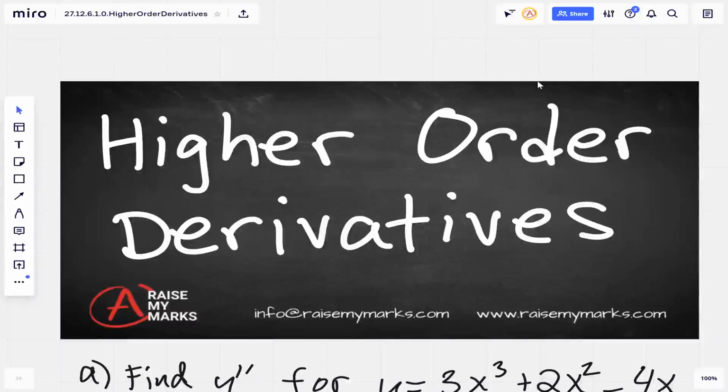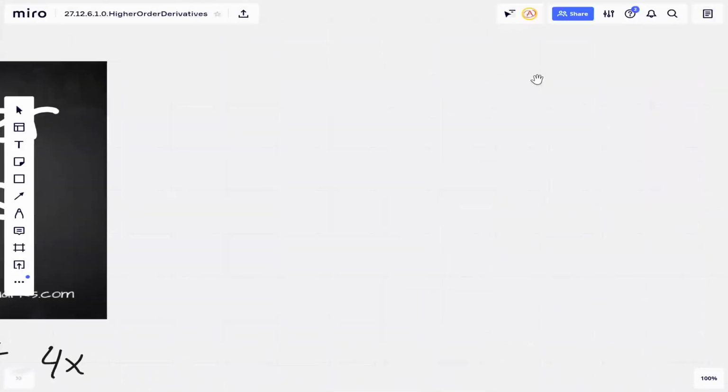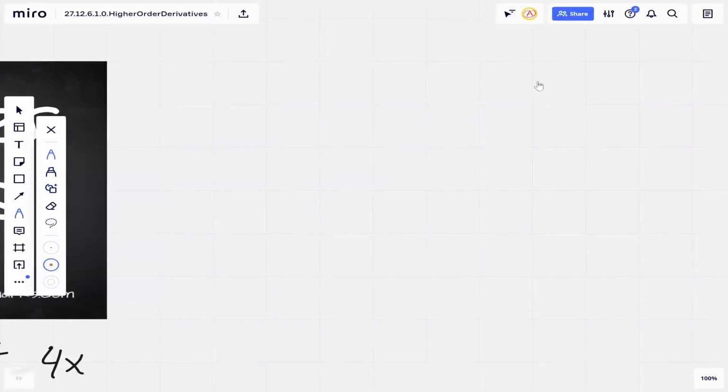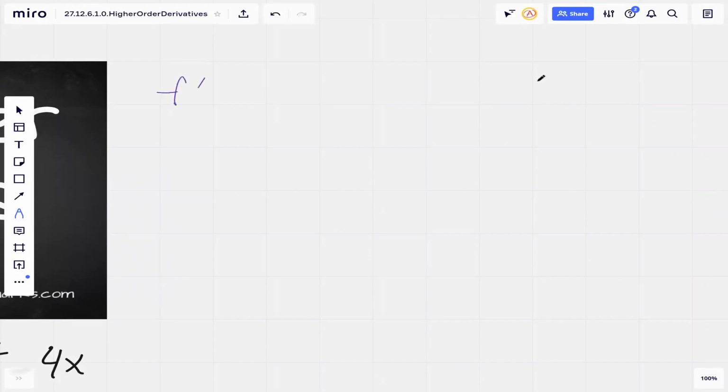Hello, today we're looking at higher order derivatives. So what's a higher order derivative? Let's scroll over to the side. Let's take a look. Let's pick a different color. Let's try gray. Okay. We're back to purple again.